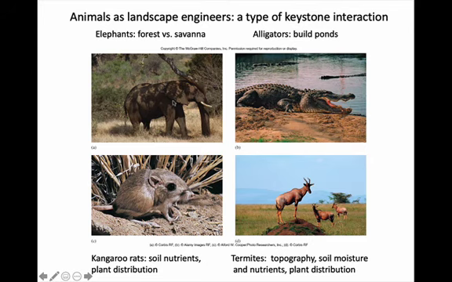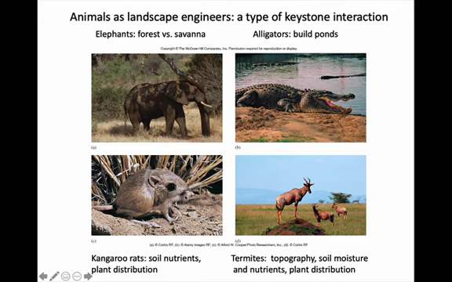Similarly, alligators build ponds in wetland habitats where there is no open water or standing water, and that provides opportunities for numerous fish species, numerous aquatic plants that would otherwise not have niches at all. So alligators are a keystone species. You remove the alligators, all those open water species go extinct. Not all of these landscape engineers are big and dynamic, though.